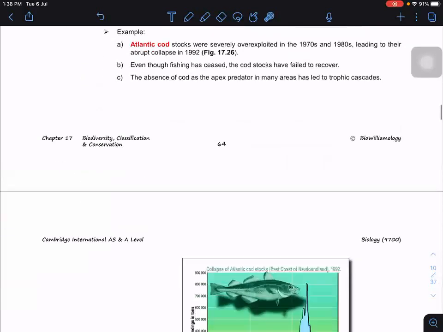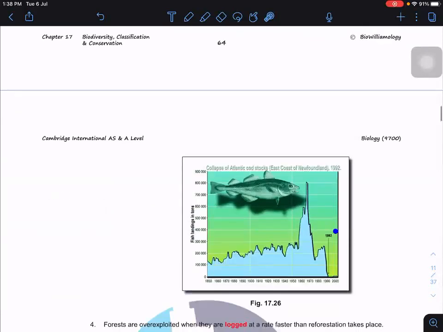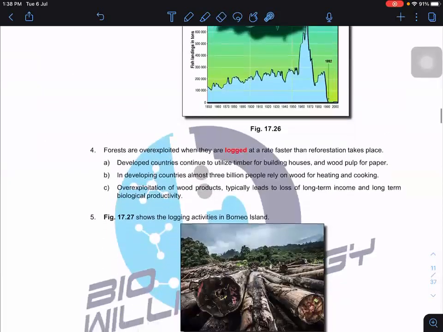For example, you can see that the Atlantic cod stocks were severely overexploited in the 1970s and 1980s, leading to an abrupt collapse in 1992. From 1992 onwards, you can see that the numbers are very low, and it takes so long to build back the populations.